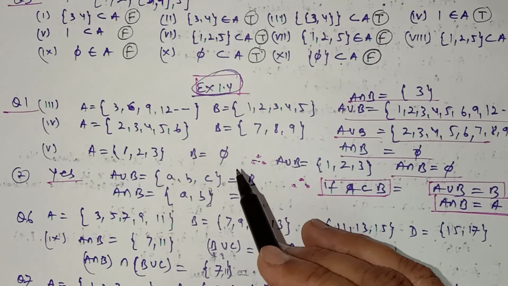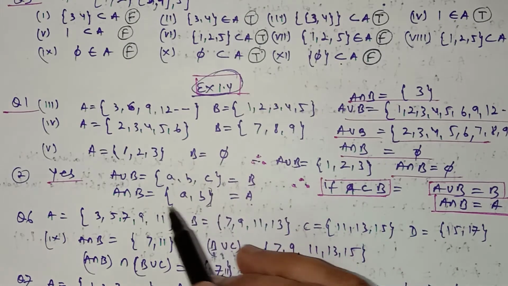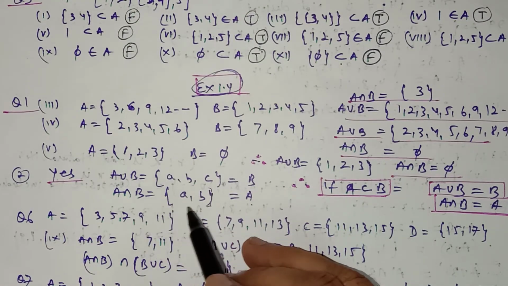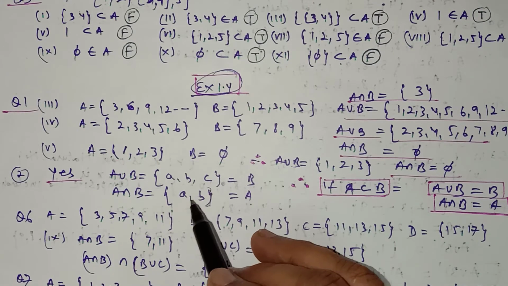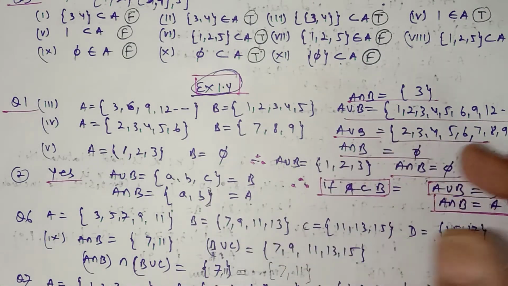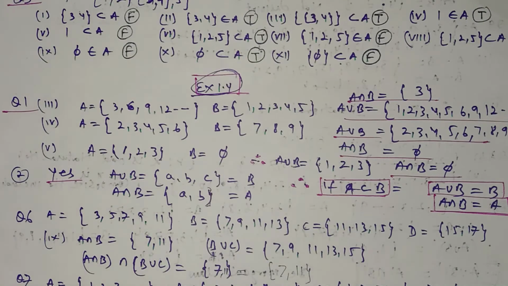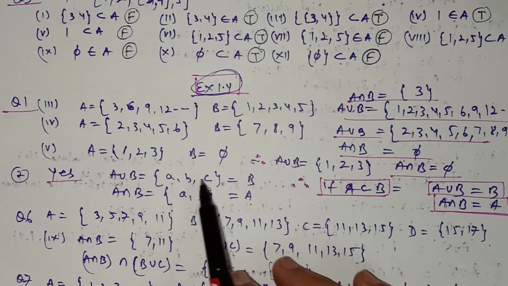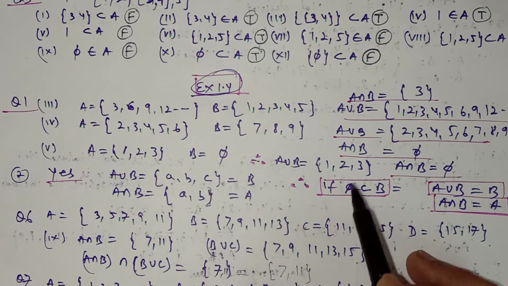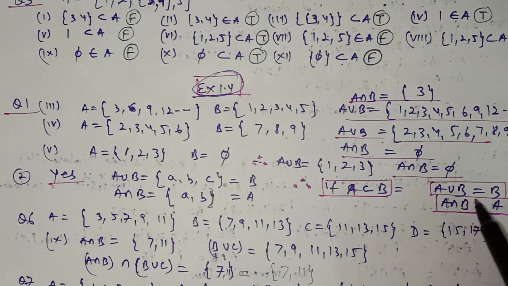Now in question number 2, it is given that set A contains the elements A, B and set B contains the elements A, B, C. Look in your books, all of you. It is being asked whether A is a subset of B or not. Yes, A is a subset of B because all the elements of set A, which are A, B, belong to set B, which contains the elements A, B, C. Now if you find its union, it comes out to be A, B, C, so it is equal to B. So it means if A is a subset of B, then A union B is equal to B.